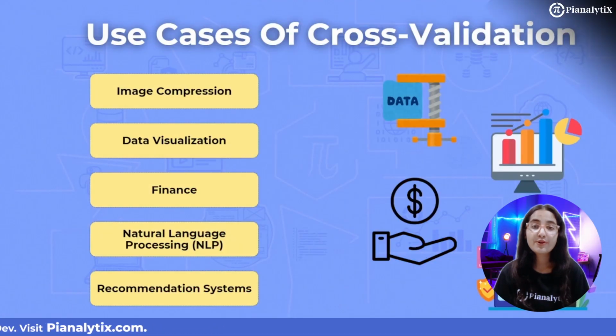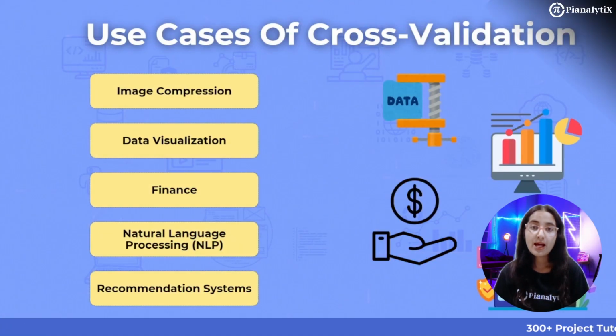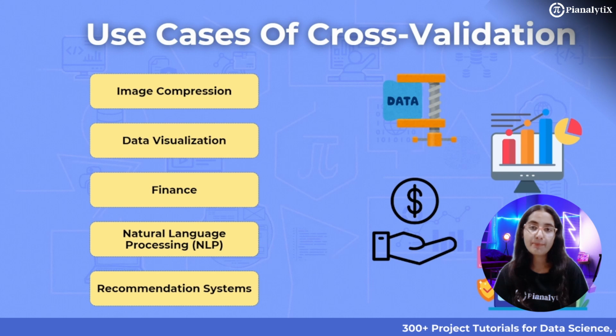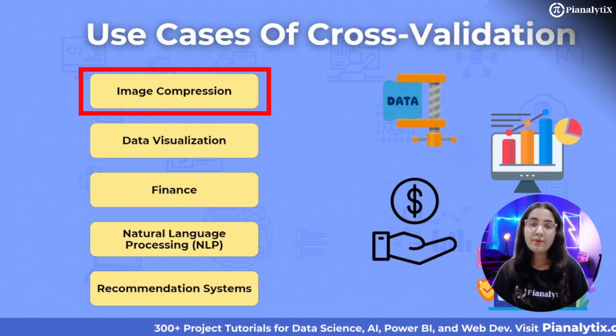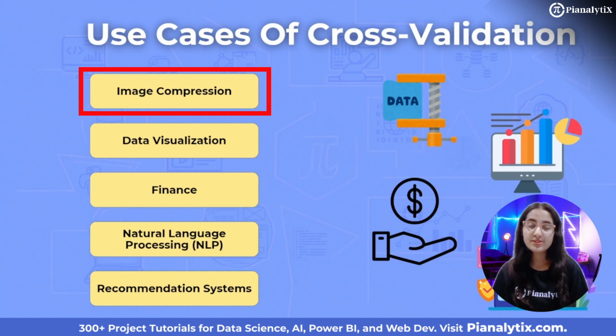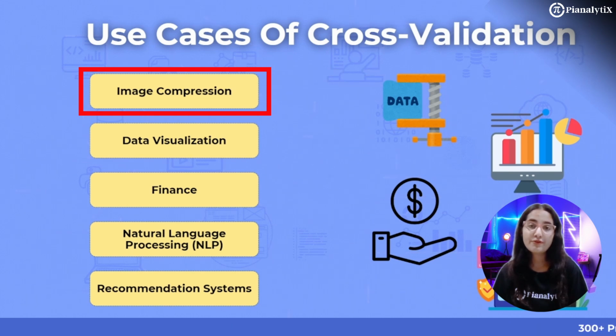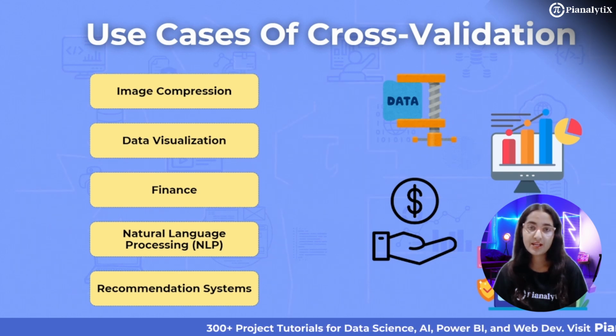Now, let's talk about where PCA really shines. PCA has a wide range of applications across different fields. First, image compression. PCA is widely used to reduce the dimensionality of image data. High resolution images have thousands or even millions of pixel features. PCA can reduce the number of dimensions while still maintaining the important features of the image. This is especially useful in applications like facial recognition.